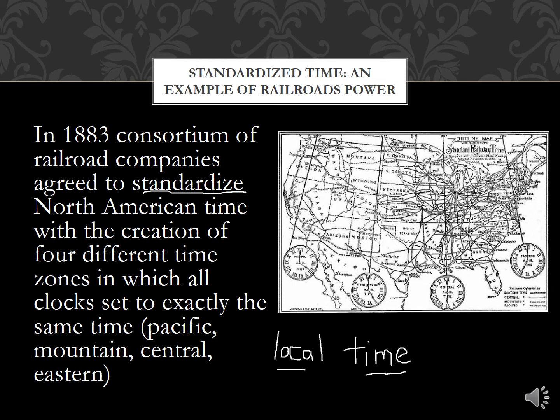So basically, what happens is this consortium of railroad companies in 1883 get together and agree to standardize North American time with the creation of 4 different time zones, which we still have today: Pacific, Mountain, Central, and Eastern time zones. So this was really interesting because for a very long time, the government didn't officially recognize what was known as railroad time. And it wasn't until 1914 that time zones will officially be recognized by the United States government. So between 1883 and 1914, standardized time was oftentimes referred to as railroad time.